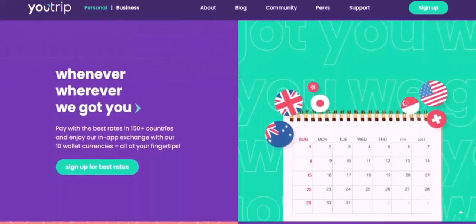Yes, YouTrip does automatically convert currency. It's a feature that simplifies international transactions and makes your travel experience smoother. However, it's always a good idea to be aware of the fees involved and the potential fluctuations in exchange rates.